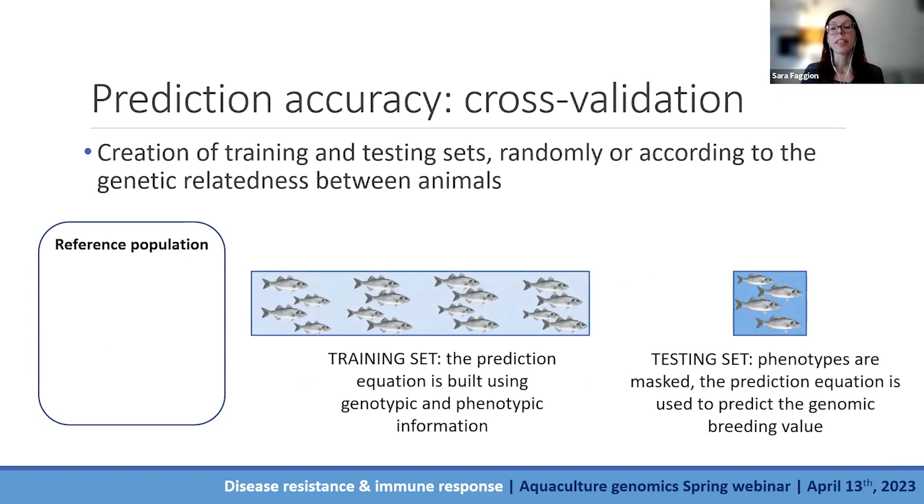This equation is then applied on the testing set, which we pretend we do not have the phenotypes of. We just have the genotypes. In reality, we have them, but we pretend we do not. And we predict breeding values of these animals. This is normally repeated several times. And at the end, we are able to correlate the prediction with the observed values.